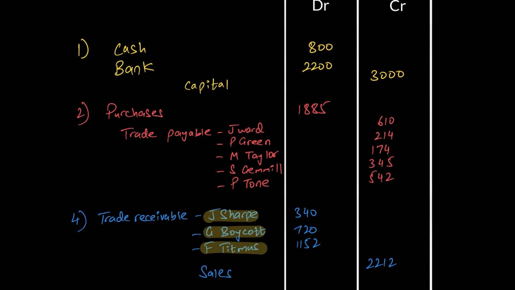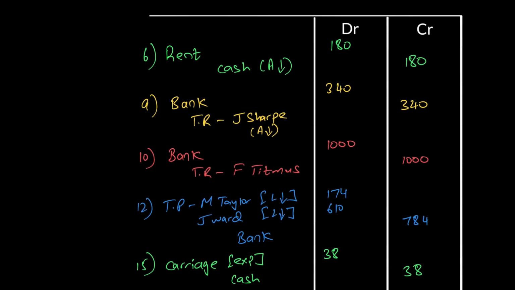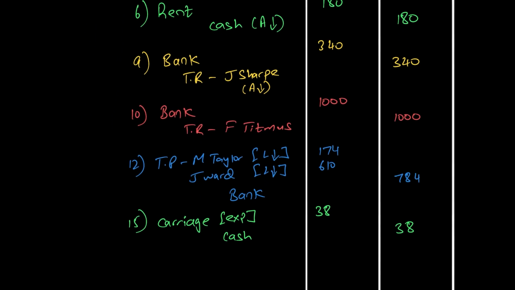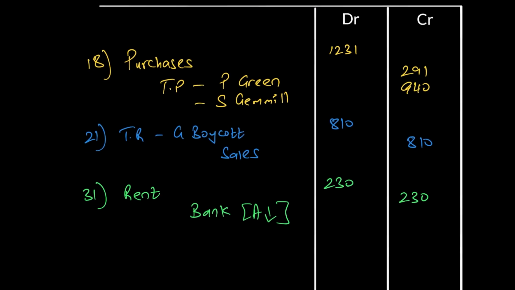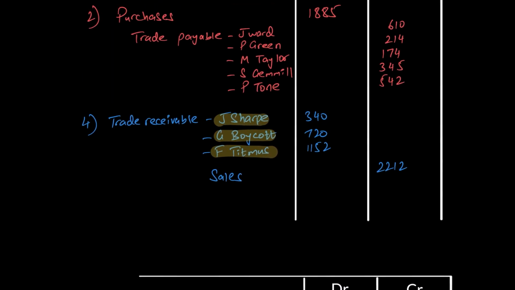Let's see if we can see any other trade receivable. We'll see their names again. We see J Sharp again. We see F Titmus again. So I can also highlight this too, that we are seeing J Sharp. We also see F Titmus over here. Anything else? Yeah, and I see G Boycott over here again. So we've just highlighted all transactions which relate to trade receivables. Now we can collect all these transactions together. Okay, so now once this is done, we can start preparing our ledgers.